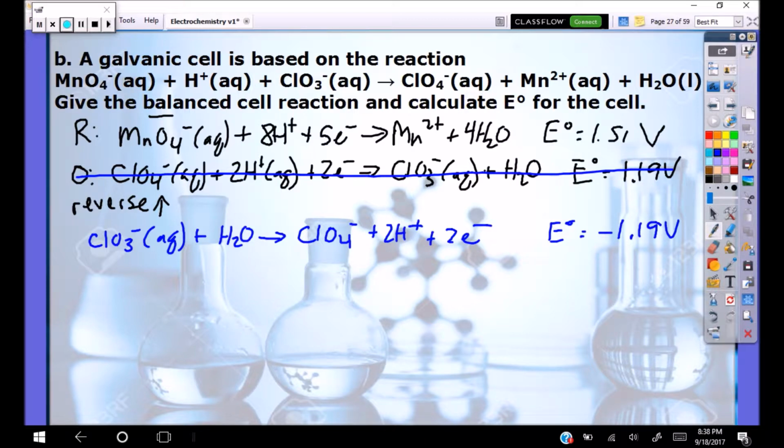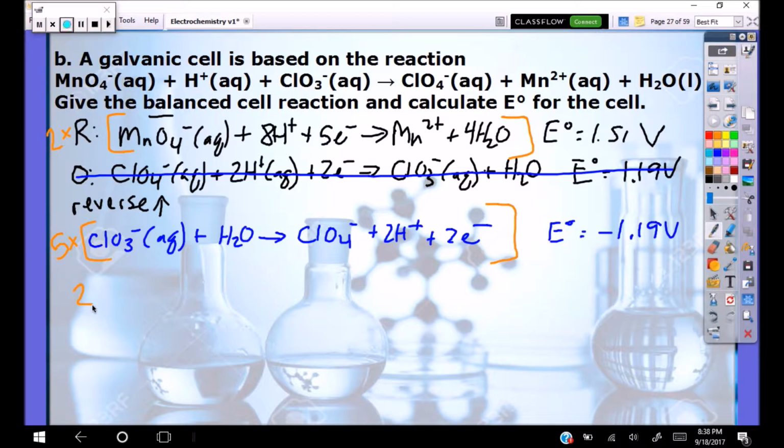All right, now I need to balance my electrons. What do 2 and 5 have in common? We've got to multiply such that we get 10. So I want to multiply this whole reaction by 5. I want to multiply this reaction by 2. Actually, I put the brackets in the wrong spot down here. I apologize. We don't multiply our E values at all. So let's pull all the parts down.